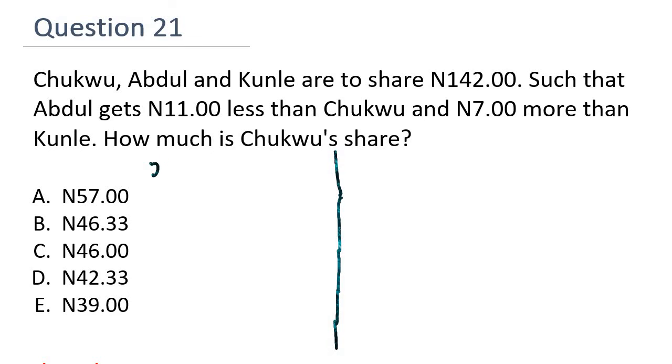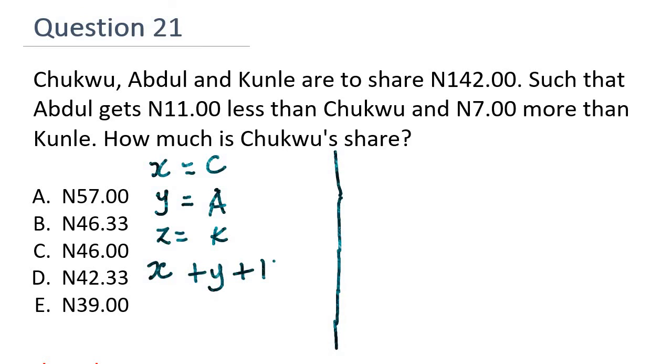Let X represent Chukwu's share, Y represent Abdul's share, and let's say Z represent Kunle's share. Okay, remember the total money they shared is 142. So Chukwu's share plus Abdul's share plus Kunle's share is equal to what they shared, which is 142 naira. Now, Abdul, according to the question, gets 11 less than Chukwu. That means Chukwu has 11 more than Abdul.